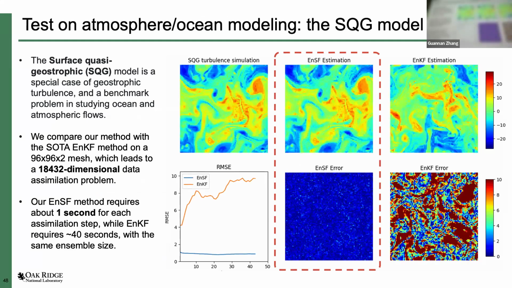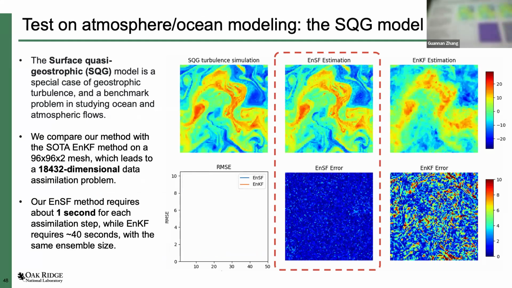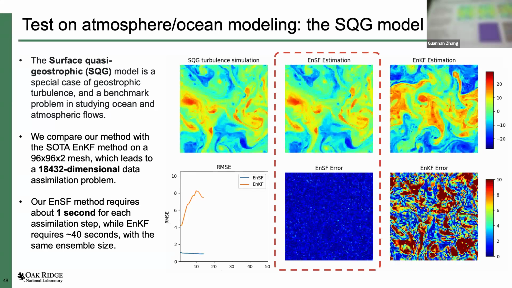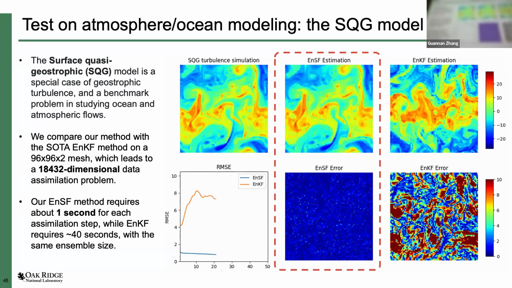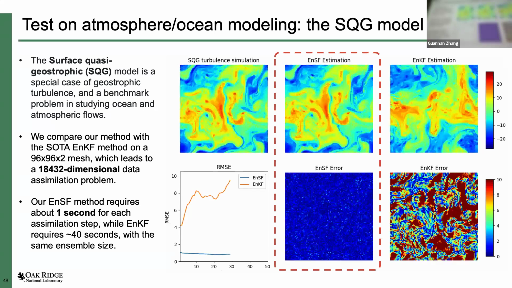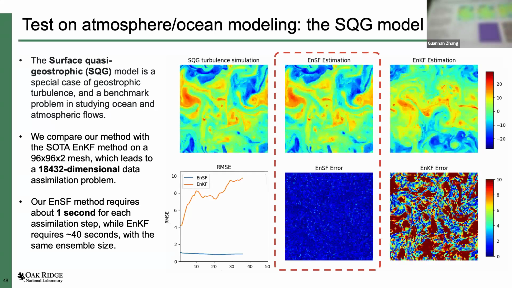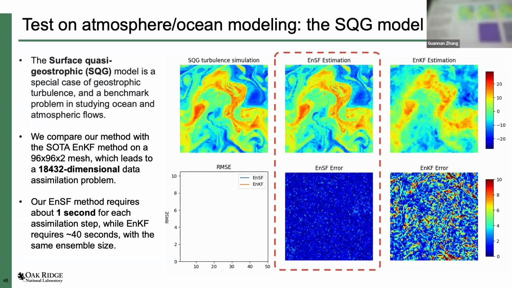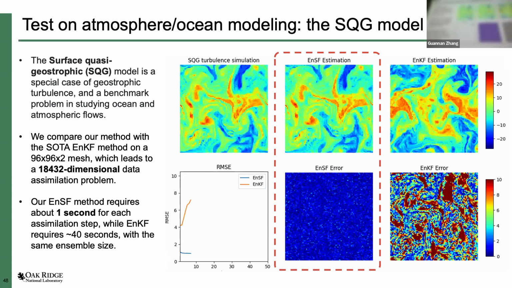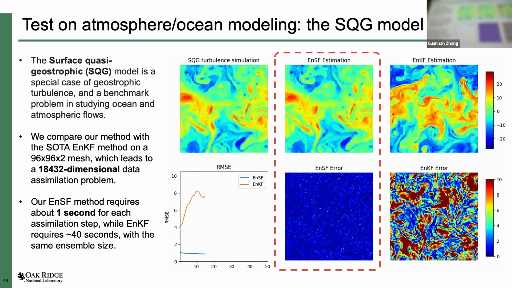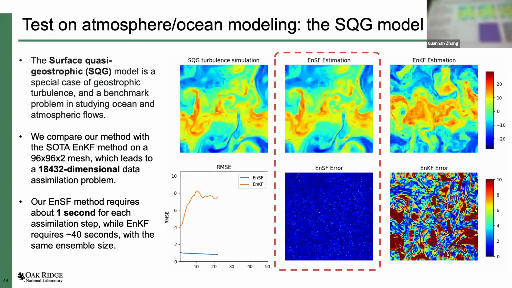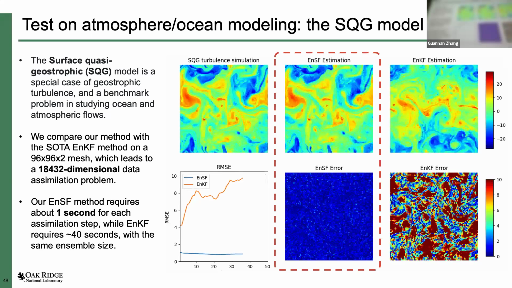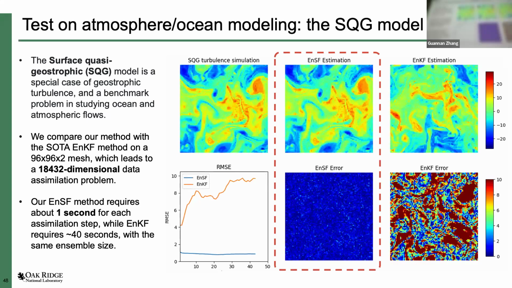And here we have this model discretized on a 96 by 96 by 2 mesh. Each mesh point is an independent state variable. So we have an over 18,000 dimensional problem. And we compare with the EnKF with localization, the LETKF, localized ensemble transform Kalman filter. That is the state of the art of EnKF. And we can see our method has a much, much smaller RMSE. These are the dynamics. Our estimation is very close to the true turbulence, and the EnKF is totally off because we introduced a little bit of nonlinearity in the observation function.